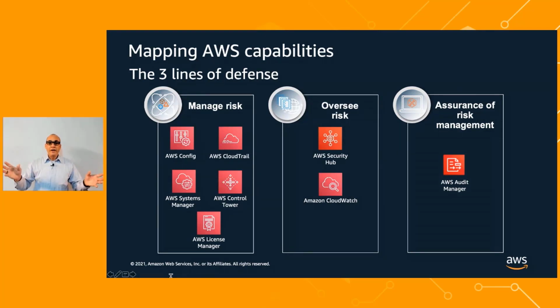So now when you use this framework to put our services in it, it all makes more sense, right? You're always going to need some services to manage risk. You're always going to need some services to oversee risk, and you're going to need services to provide that assurance of risk management, that you indeed are ready for an audit. So the three lines of defense model helps a lot in understanding that. Now, with that in mind, let's talk about some of these services more in depth. Let's talk first about AWS Config and how it can help you with compliance and with your audits also.